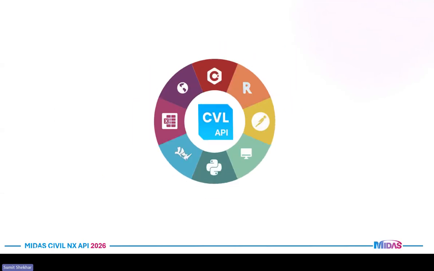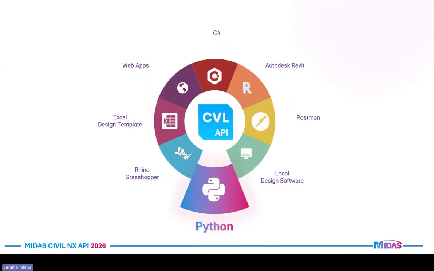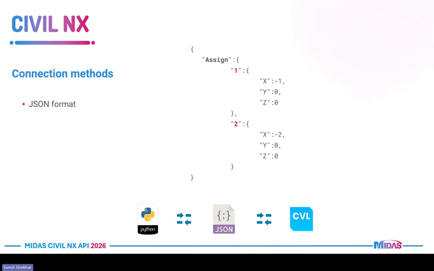In this presentation, we will mostly see why we should be using the Python library, what its advantages are, and then we will introduce you to the Python library. In Civil NX, we have introduced the API feature. To connect with the API, we can use various methods. We can use C#, any other web apps, Postman, or connect via Excel itself. But today we are going to see how its connection with Python can be established.